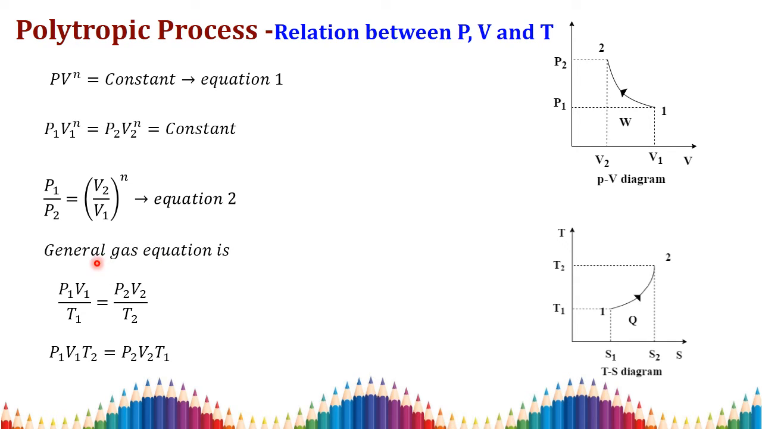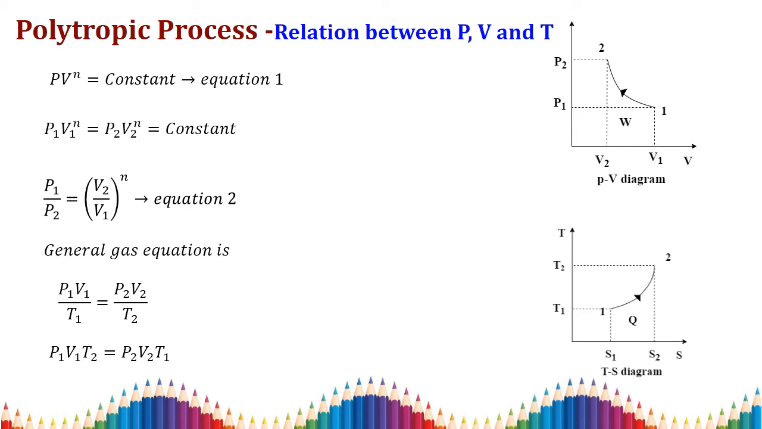Okay, so when we equate the initial and the final condition, we get the equation P1 V1 by T1 equal to P2 V2 by T2. Then from this general equation I am going to find out P1 and P2. From this equation also I am going to derive P1 by P2. Then I can equate these two terms.